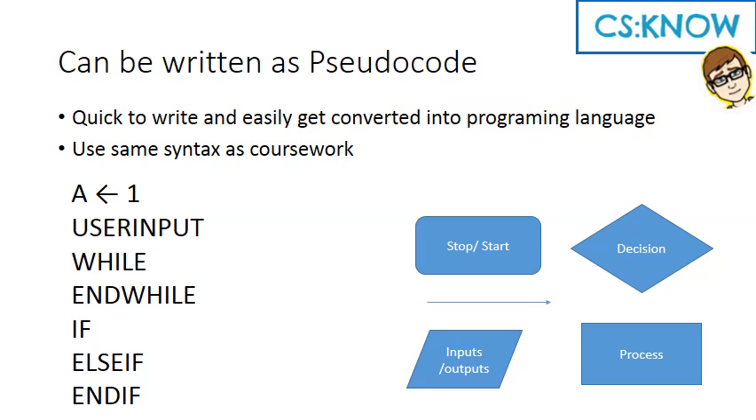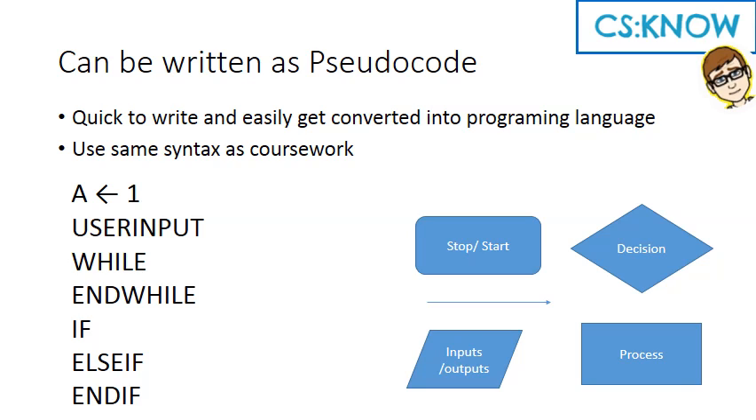However, AQA, being as they are, insist that we do things in a certain way. So when we assign, we use a leftward facing arrow. So A is assigned the value 1, user input is written in capital letters, while is written in capital letters, and if we open up a while we have to end while. If we open up an if, that's all in capitals as well. So an instruction is usually written in capital letters. That's the best way of thinking about it.